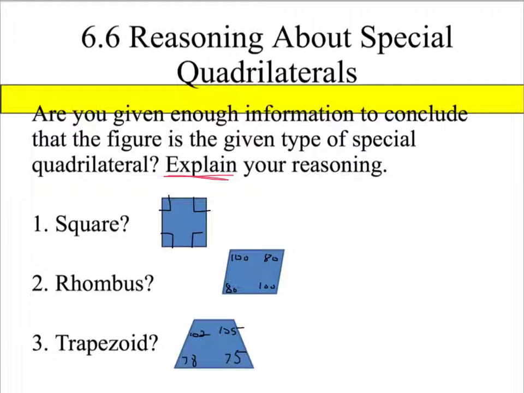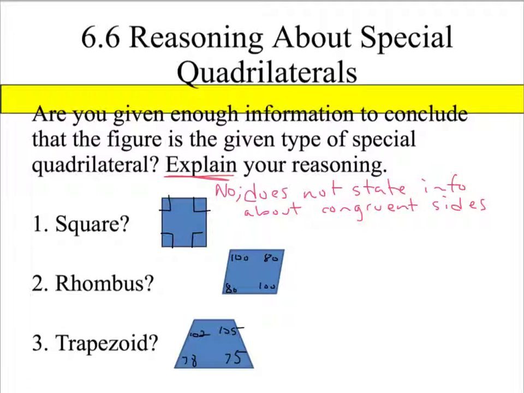If we look at the very first one, number 1, it asks, is this a square? We notice that it has 4 90-degree angles. Is that enough information to know that it is a square? What would you say? I hope you said no. That is not enough information. The reason is that it does have 4 right angles, that is true, but it does not have all congruent sides.